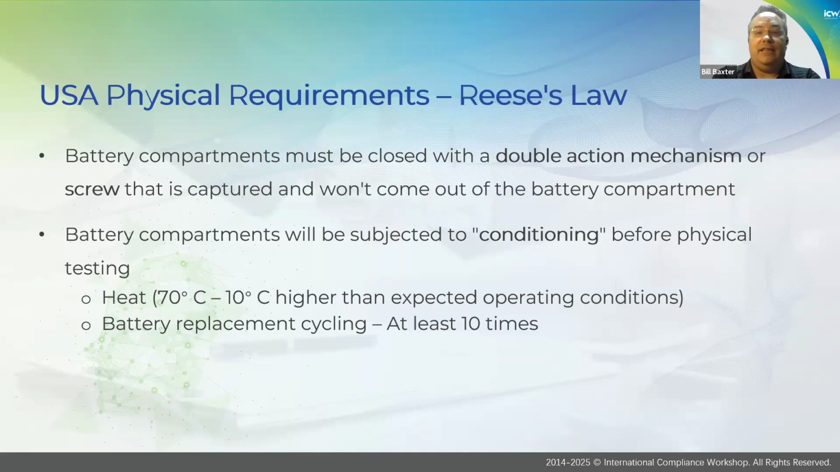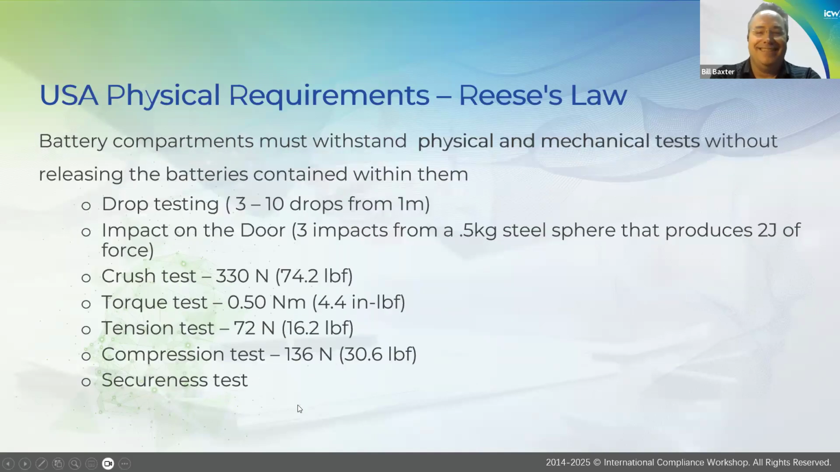Then they're going to do the physical and mechanical testing. The physical and mechanical testing is a lot like the toy testing. It's drop tests, torque, crush, tension, and it's essentially beating on the product and trying to see if the battery comes out. And if the battery comes out, you fail. There's also a secureness test, which involves the battery door and using a finger probe to see if you can get into where the battery is.